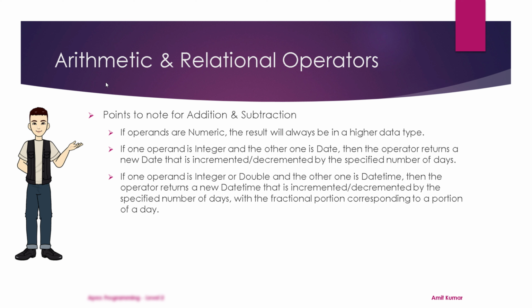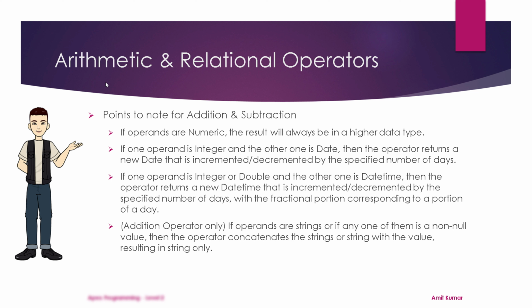If one operand is an integer or double and the other one is a date time, then the operator returns a new date time that is incremented or decremented by the specified number of days. When we are using double, the fractional portion corresponds to a portion of a day. This has also been shown by me in one of the previous videos. Now the next point applies for the addition operator only. If operands are strings, or if any of them is a non-null value, then the operator concatenates the string or string with the value, resulting in a string only.